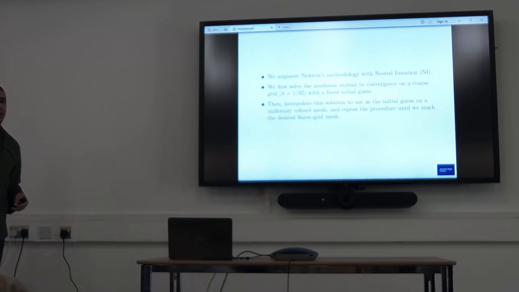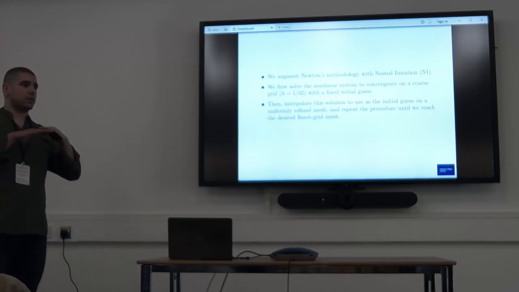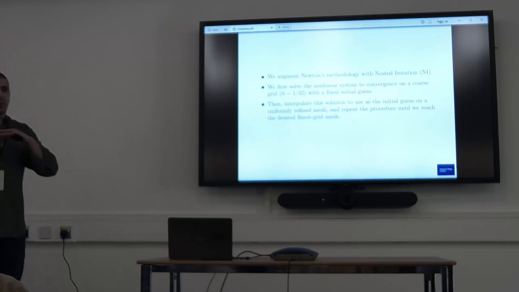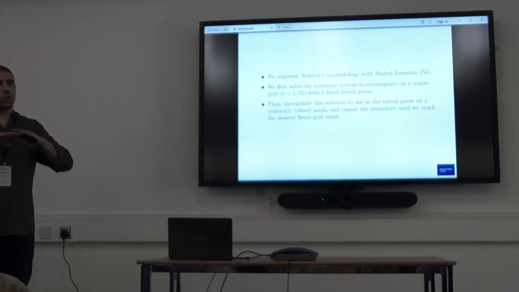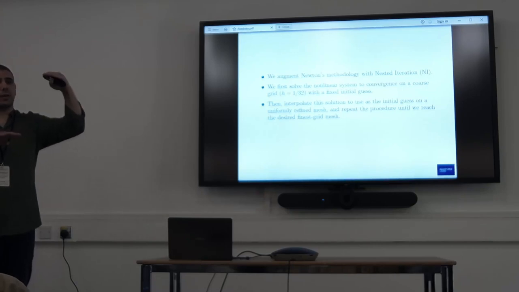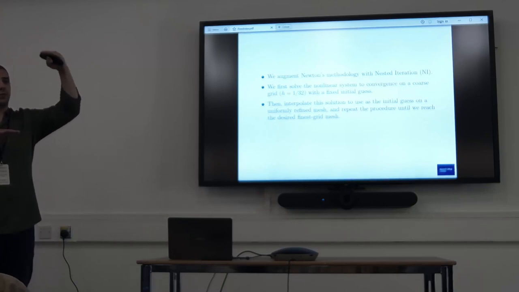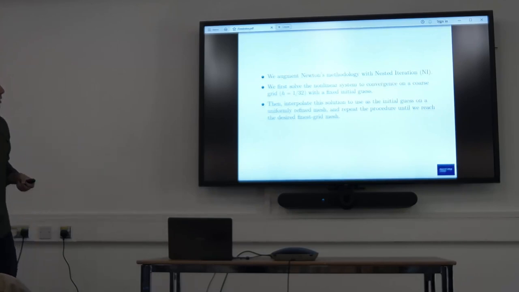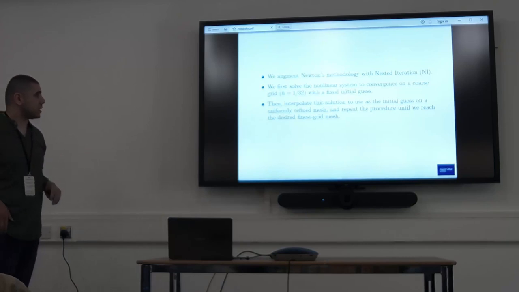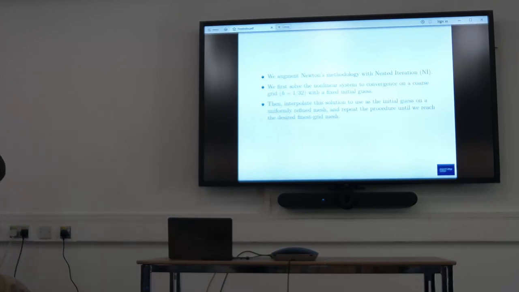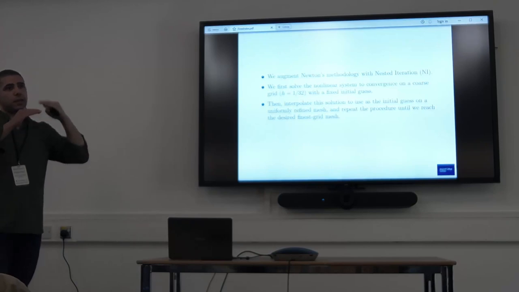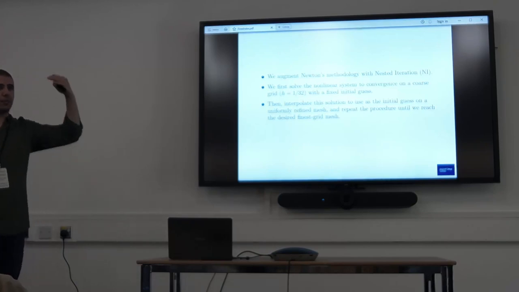So therefore, we decided to apply a nested iteration. What we did is start with a coarse grid, which is h equal to 1 over 32, solve exactly using an exact solver, Newton LU, interpolate the solution to the next level, use it as an initial guess for the problem, and so on. So again, we solve at h equals 1 over 32, interpolate the solution, use it as an initial guess in the next finer level, and keep going.